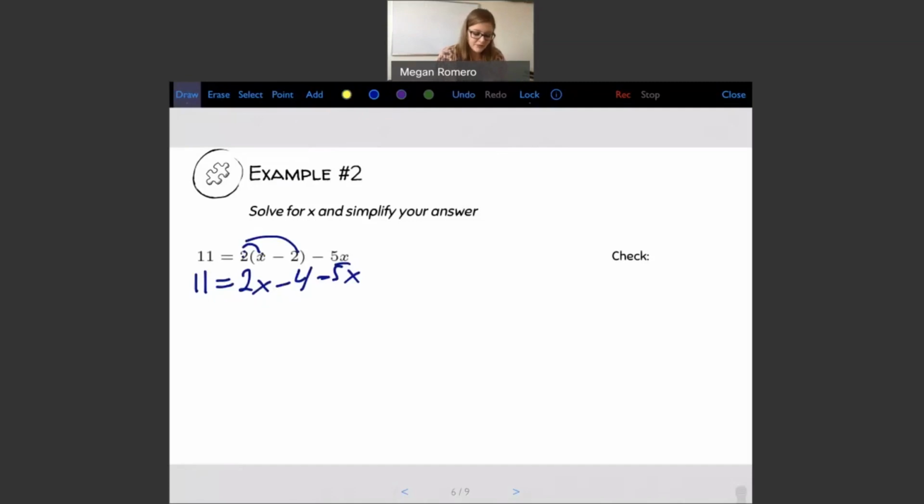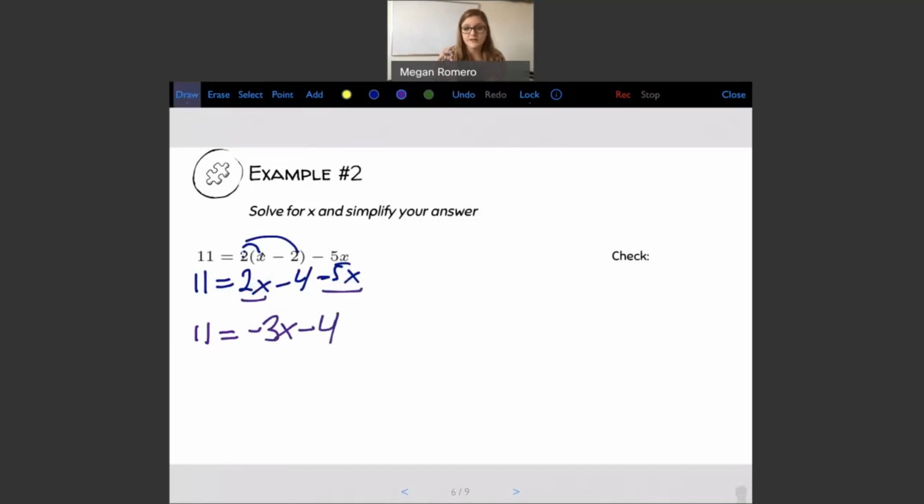Okay, so now what we do is we combine like terms. Notice the 2x and the negative 5x are on the same side of the equal sign. Okay, so if I have 2 of something, if you have $2 and I demand $5, you're going to be $3 in debt. So if we combine our like terms, we have 11 is equal to negative 3x minus 4.